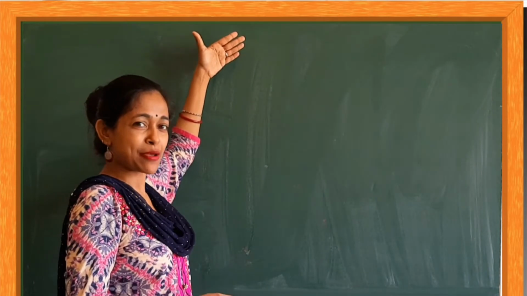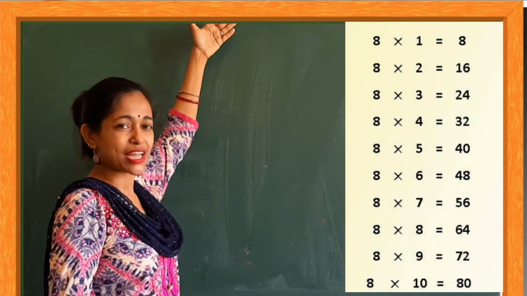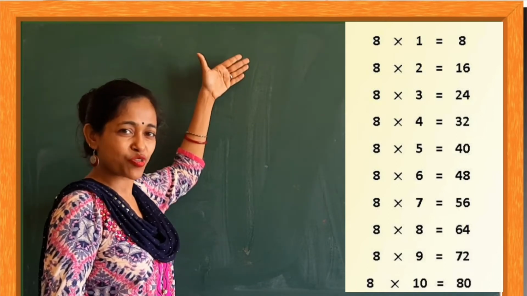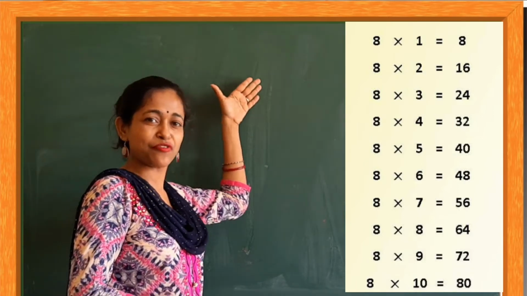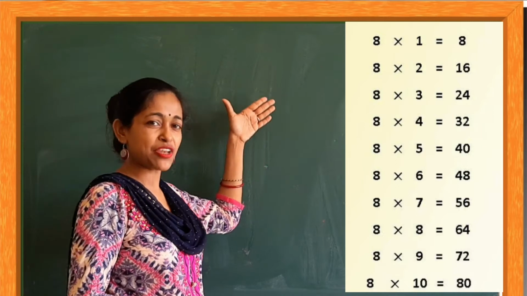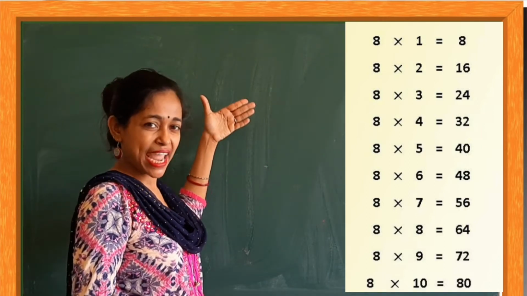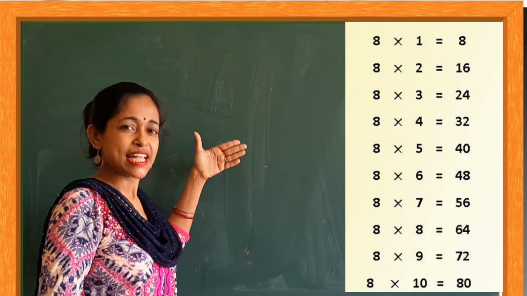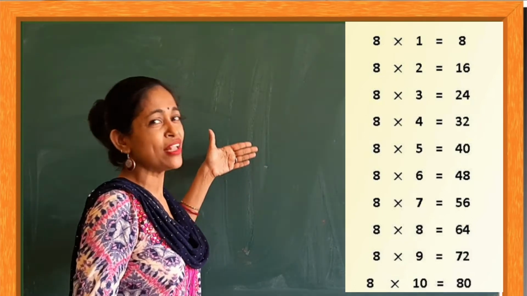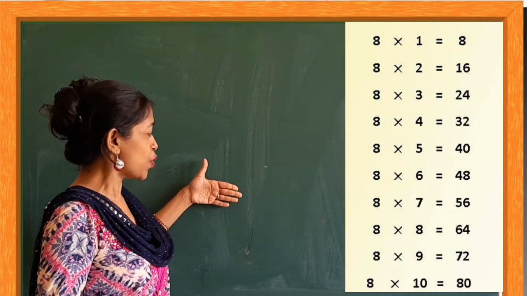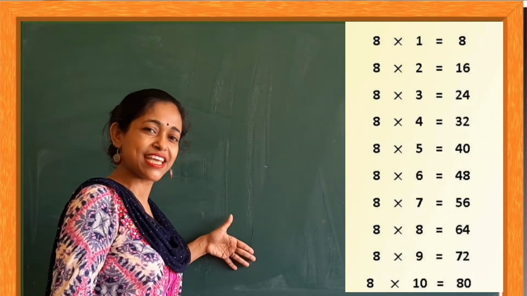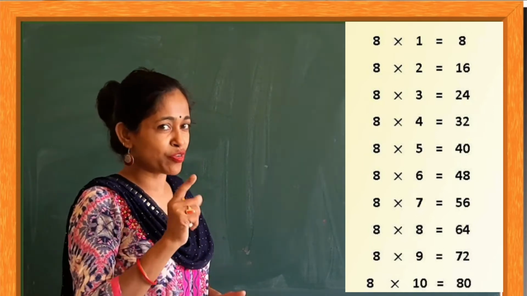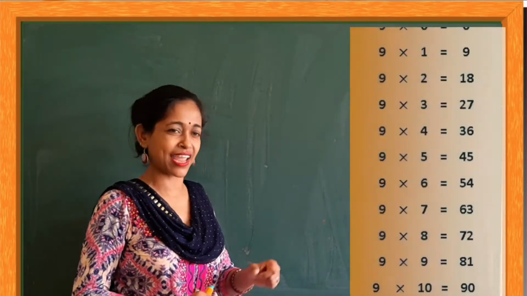Let's start with the table of 8. 8 ones are 8. 8 twos are 16. 8 threes are 24. 8 fours are 32. 8 fives are 40. 8 sixes are 48. 8 sevens are 56. 8 eights are 64. 8 nines are 72. 8 tens are 80. Lovely. Yay. Now we will move on to the table of 9.